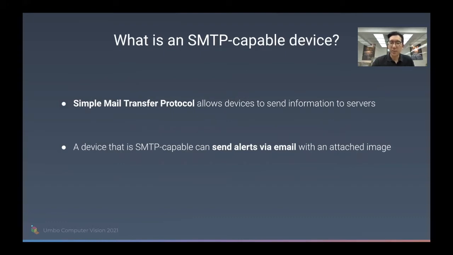What is an SMTP capable device? Basically, SMTP is an email. So simple mail transfer protocol allows devices to send information to servers. A device that is SMTP capable can send alerts via email with an attached image. So if your camera is alerted, it may attach a single image, a series of images, or even a short GIF.